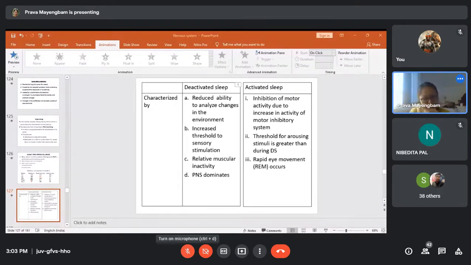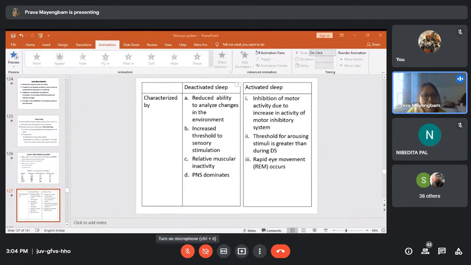Then say another student is sitting next to this student. He realizes that his friend is sleeping, and now he wants to wake him up. First he may just push his friend, the next one, with his hand. He may still continue sleeping. He may not realize that his friend is just giving a push. That means there is increased threshold to sensory stimulation.